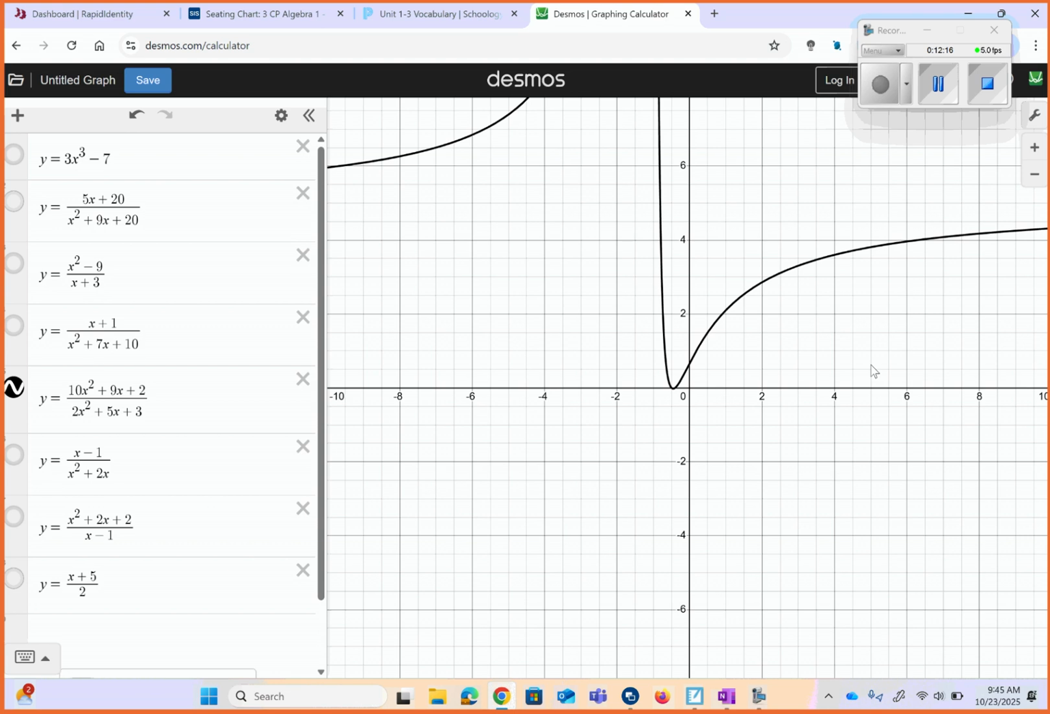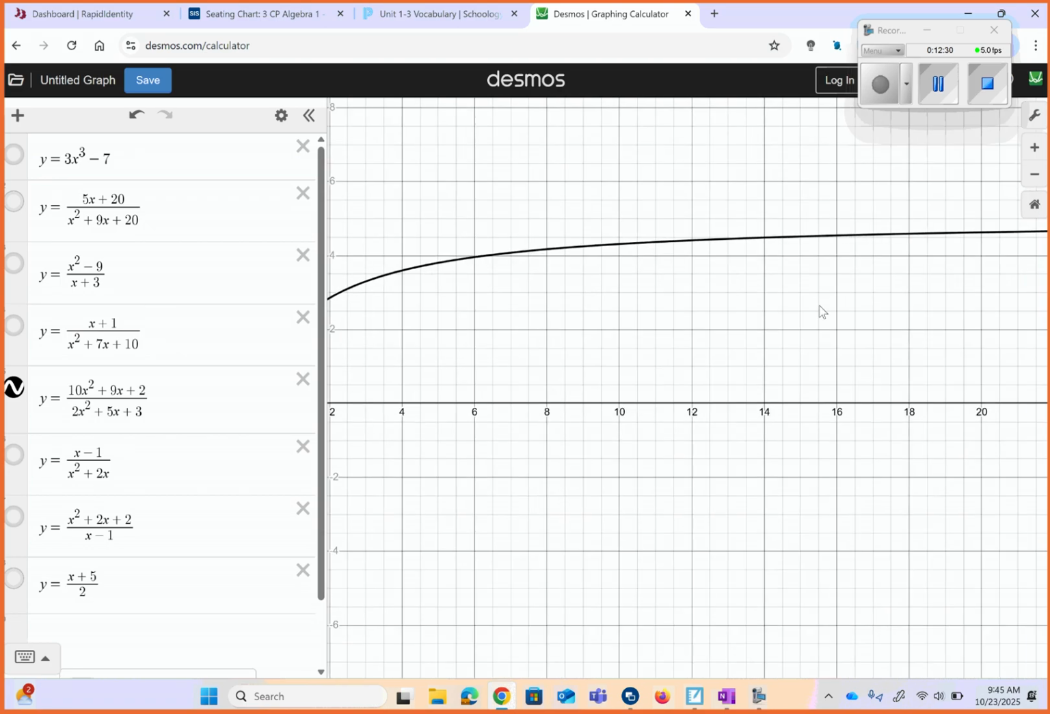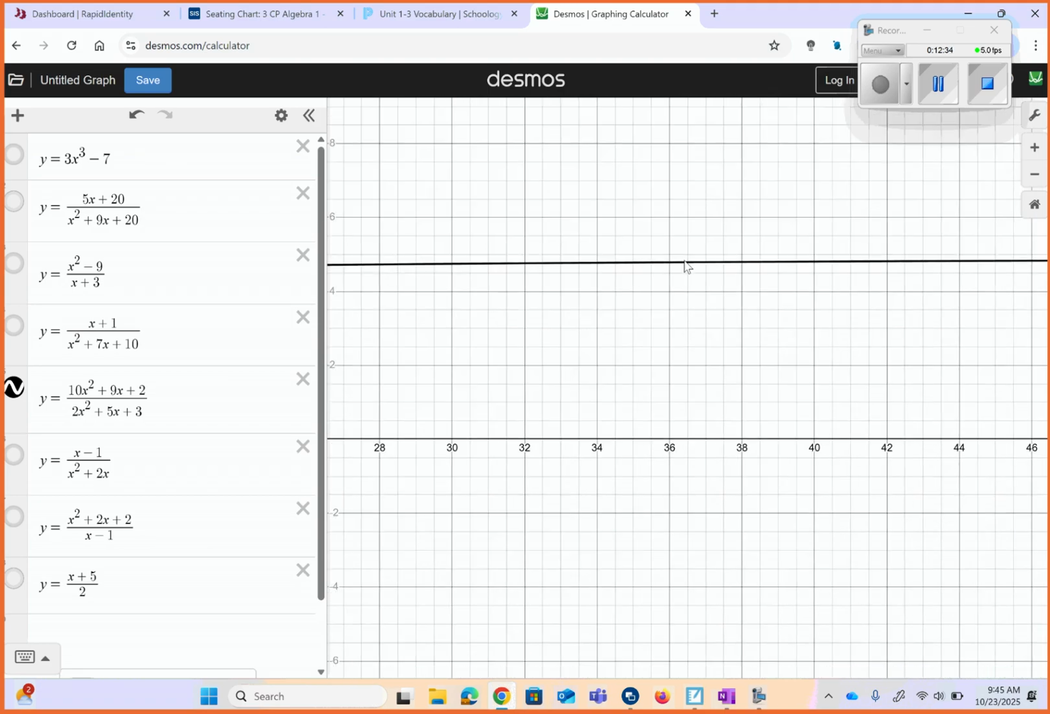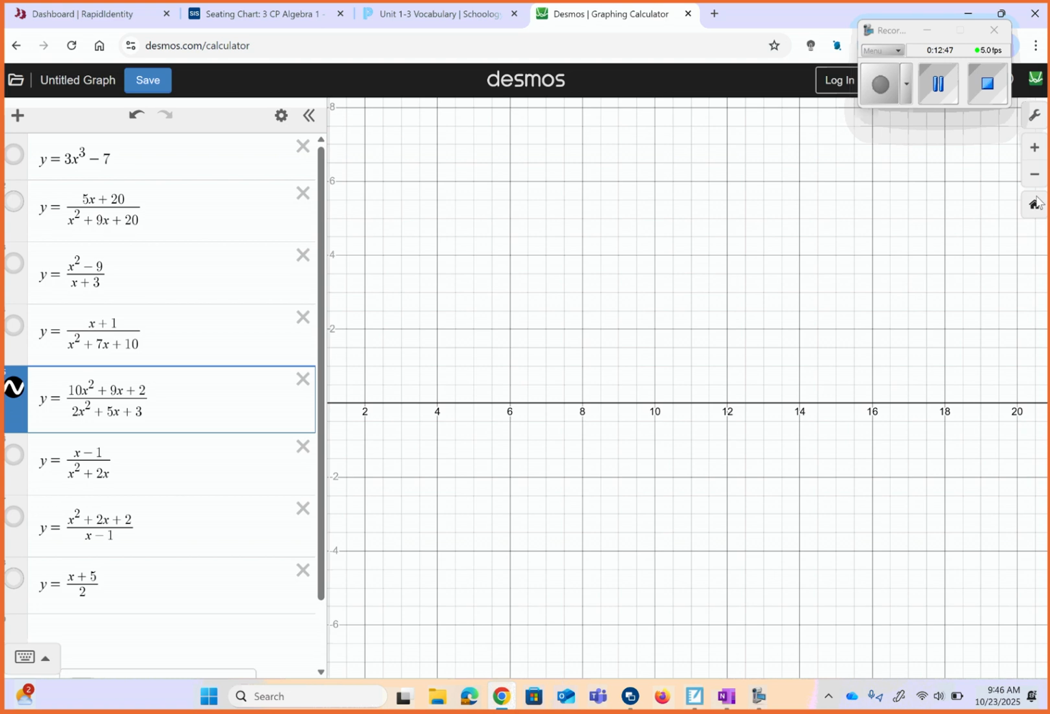Then we get to this weird looking one. We want to go, hey, as it goes to infinity, so as I go this way out forever and ever and ever, what am I going to approach? And you might have to kind of scroll out and see, what does this really seem to be doing? And then as you get out here, it's like 4.7, 4.8, 4.9. So what do you think this limit is? 5, yeah. Okay.